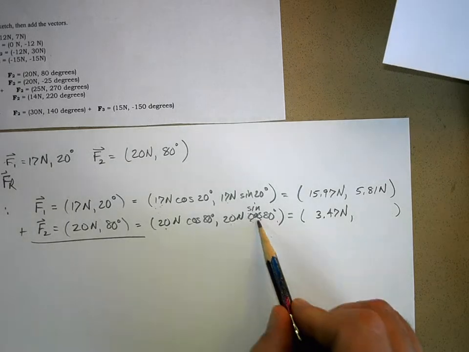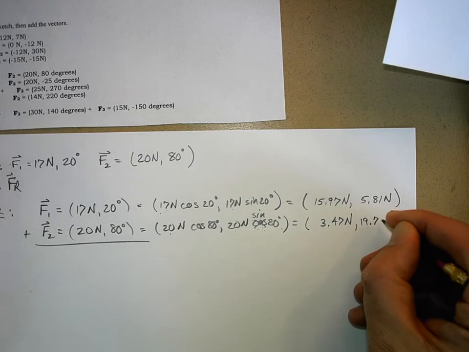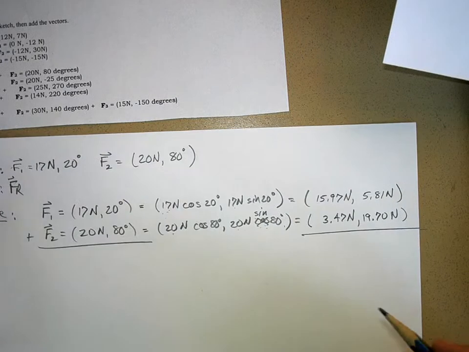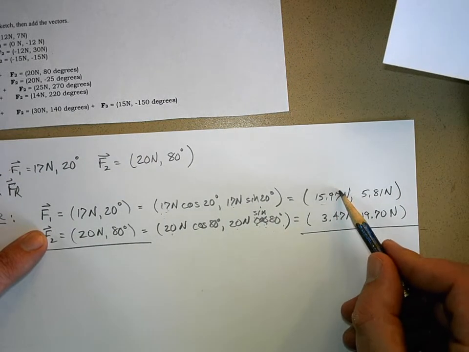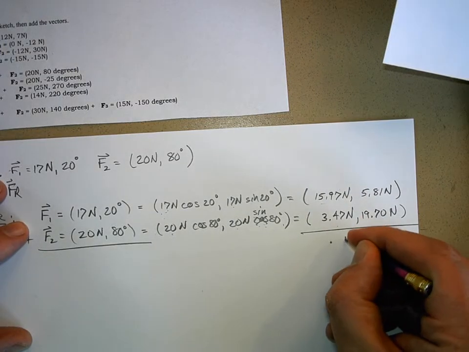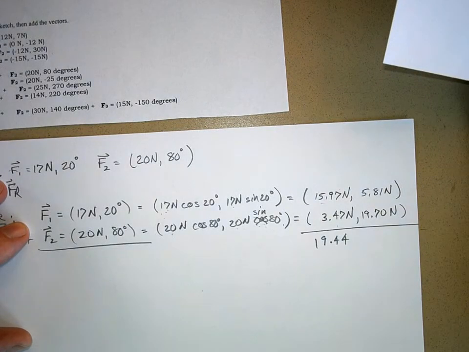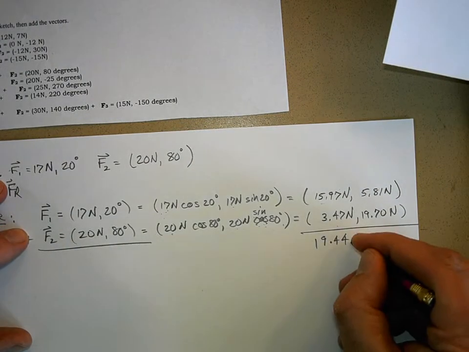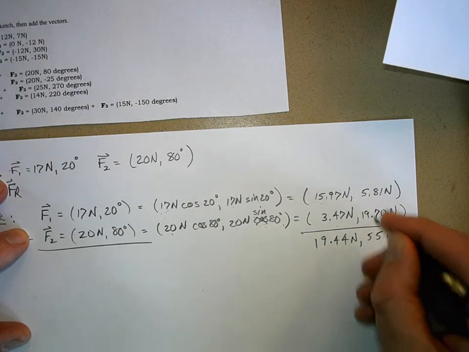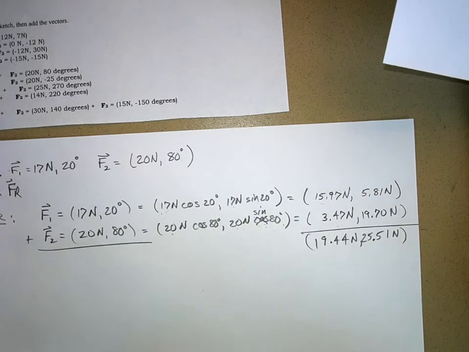All right. 20 newtons times the sine of 80 degrees. 19.7. Yeah, 19.7 newtons. Now we can add them. Because F1 is pushing this hard in the x direction, and F2 is pushing this hard in the x direction, so you can just add them. What is this? 19.44 is what I get. And then we'll add the y components. 25.51 newtons. Yeah. Wow, I can add.